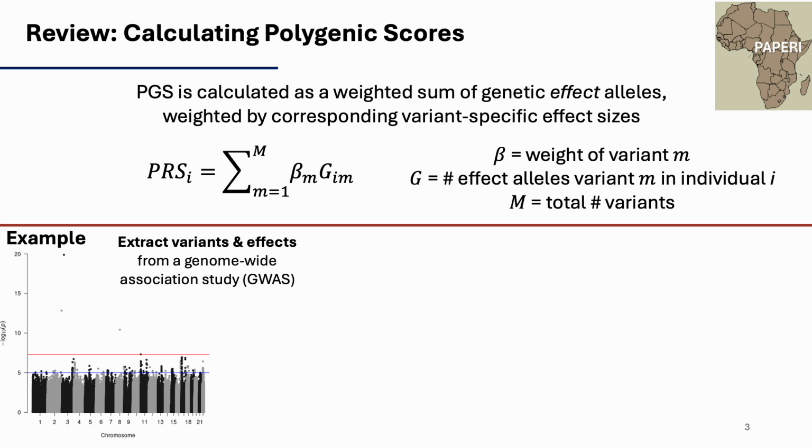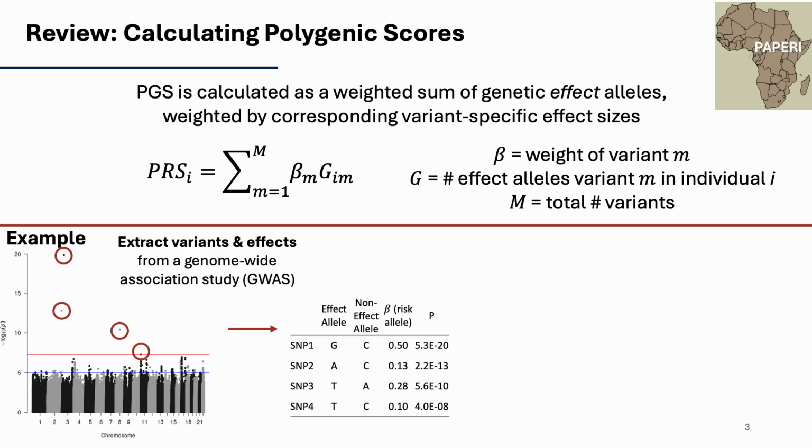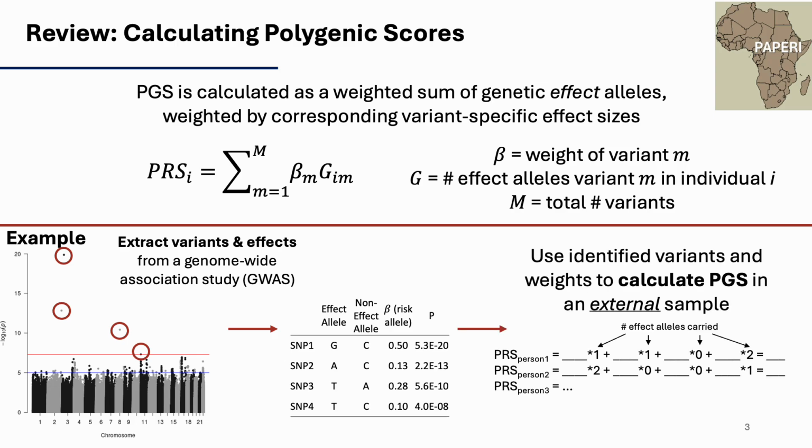So in this figure, we have the results from a genome-wide association study, or a GWAS. We take all of the significant variants from it. You can see here there are 4 variants that have p-values that are below the significance threshold. We extract from those the effect alleles, the non-effect alleles, the beta, the effect for the specific allele. And you can see by looking at the p-value that they all meet the significance threshold. We then, in an external data sample, can calculate the polygenic scores for these individuals based on the information that we see in the discovery GWAS.